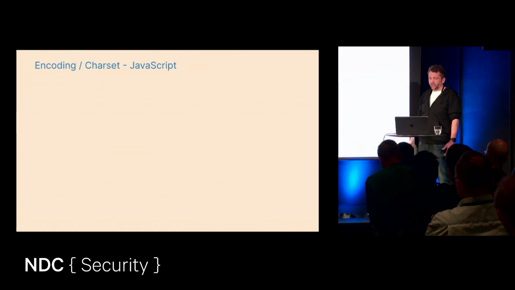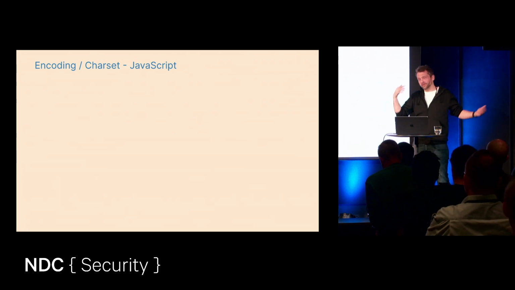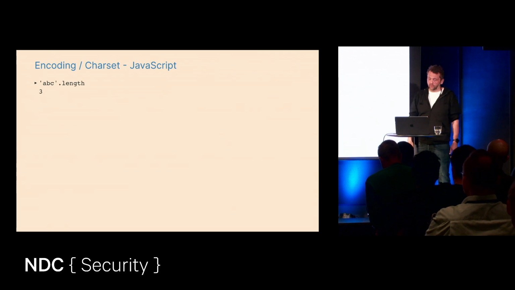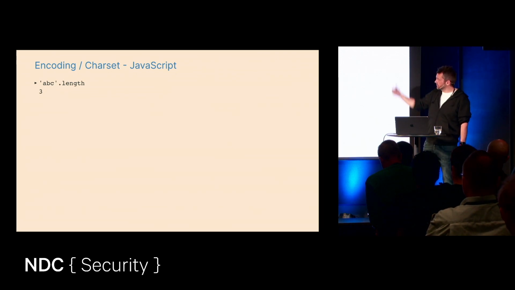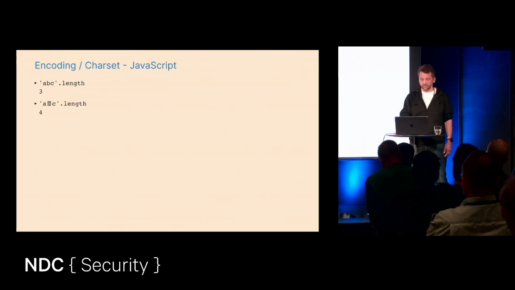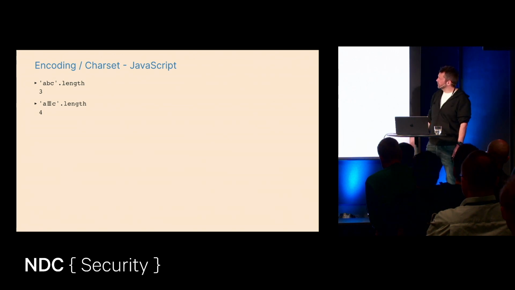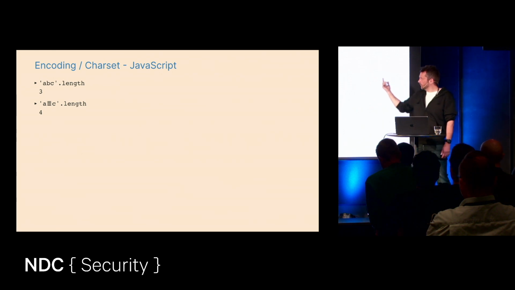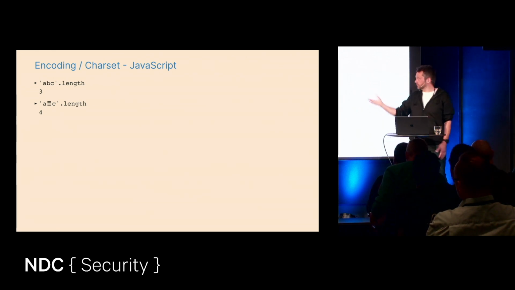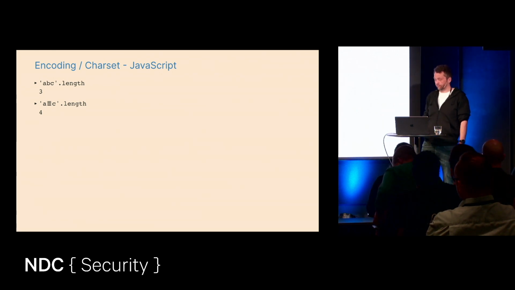Another problem is encoding. Things can be encoded in so many different ways. In JavaScript, for instance, the string ABC has a length of 3. But this string, which also looks like it has 3 characters, has a length of 4. Because why not? The center character is a multi-byte character, so it consists of 2 surrogate pairs, and so JavaScript thinks this has a length of 4.